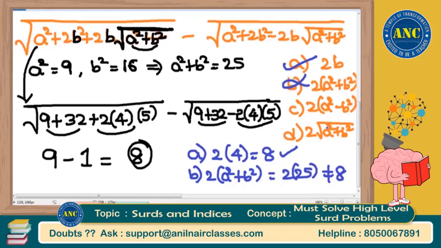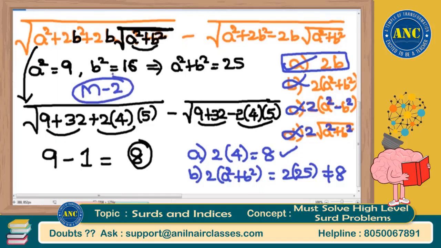Similarly, 2 into root of a square plus b square: root 25 is 5. 2 into 5 is not 8. Ruled out. A square value is 9, b square value is 16. 9 minus 16 is minus 7. 2 into minus 7 is not positive 8. Ruled out. Only one answer option is left, that is option A, which is a beautiful method called method 2.